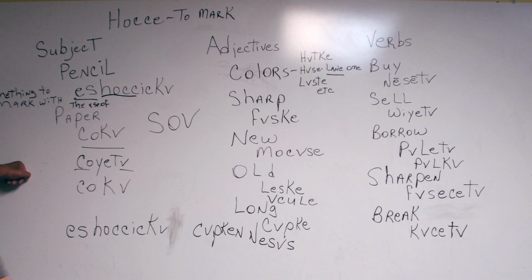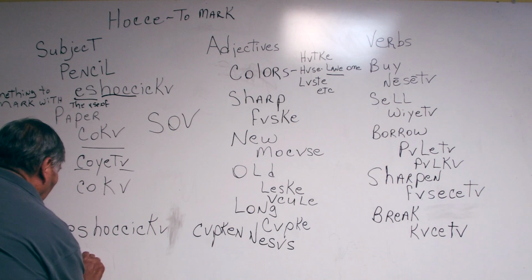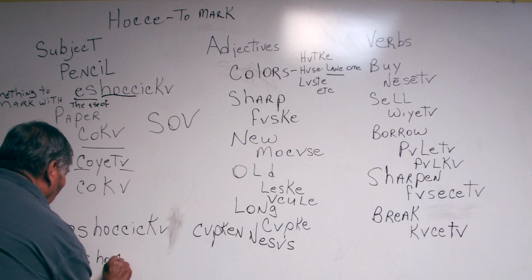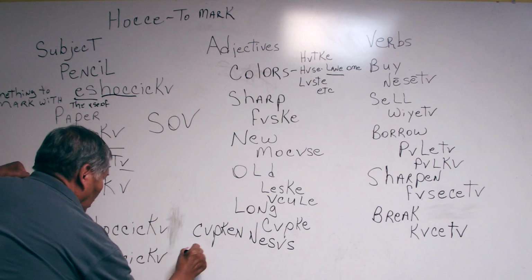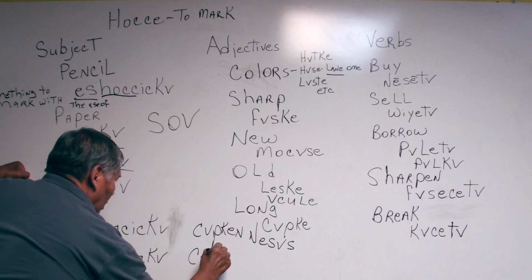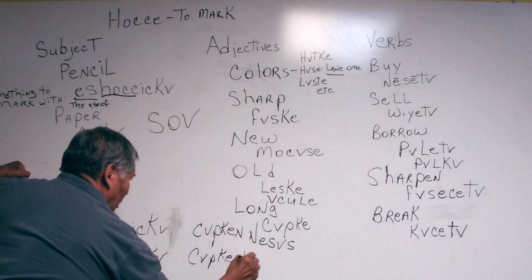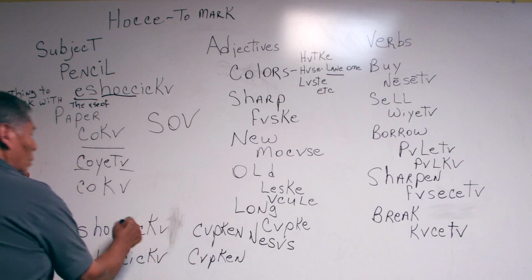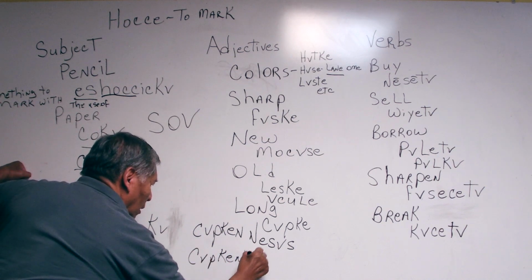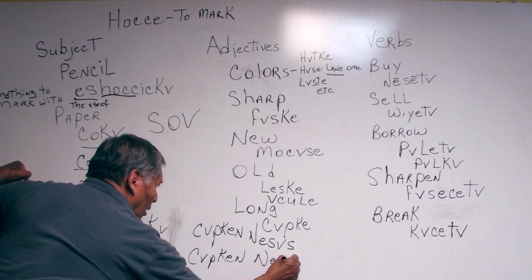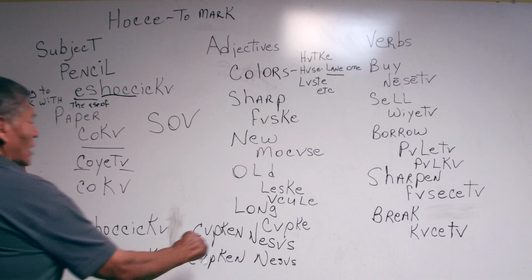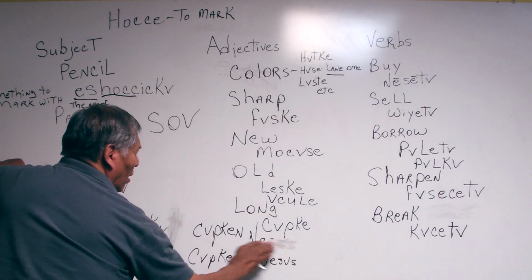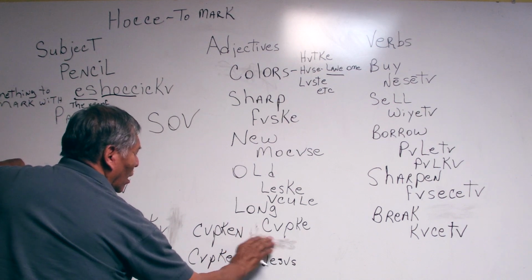Okay. So let me rewrite that. Buy a long pencil. Chapkin. Nisas. Now I'm going to change this top one, so I'm going to leave it up to you. So, go buy you a long pencil. That's what it says. Eshoccickv chapkin nisas. Now we're going to change this right here.